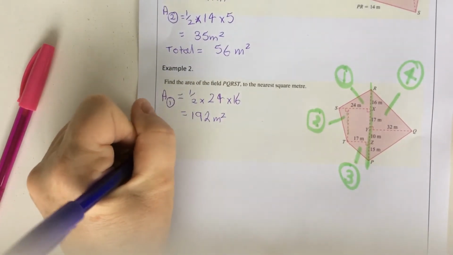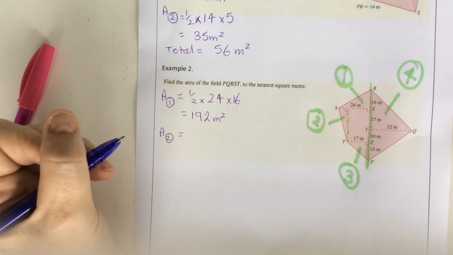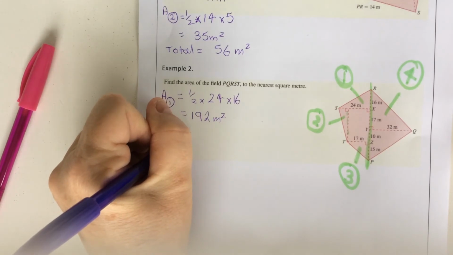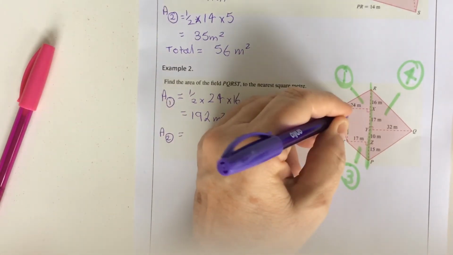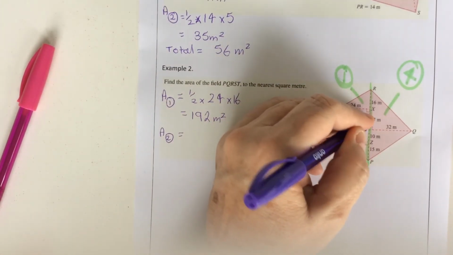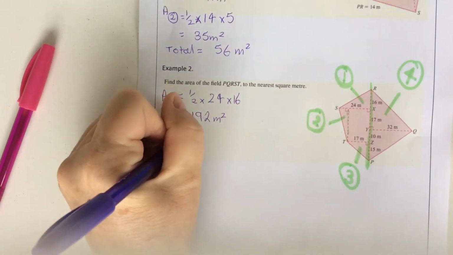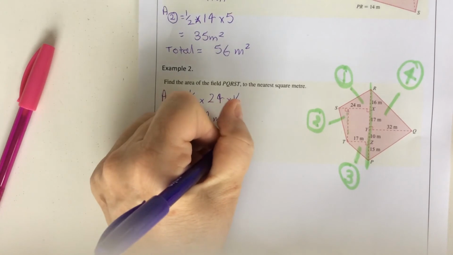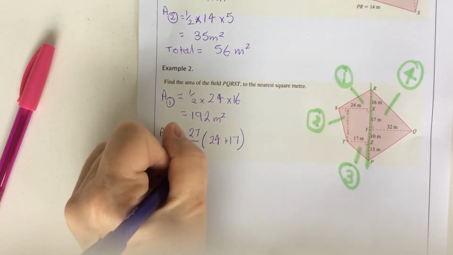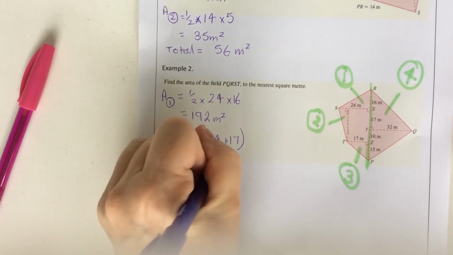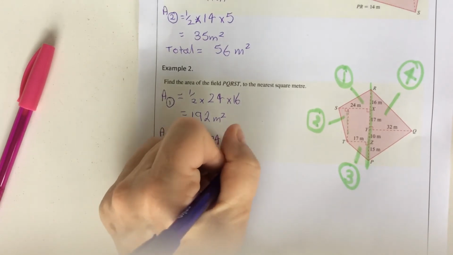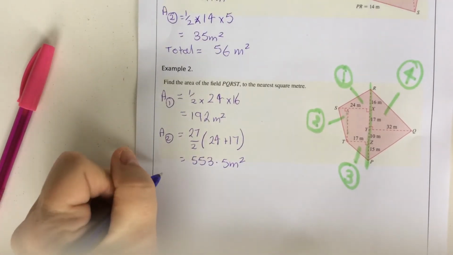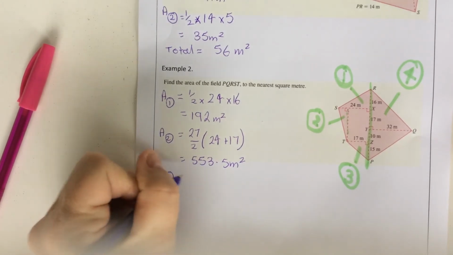Looking at area 2, as I said, it's a trapezium, so we use the trapezium formula I gave you earlier. Putting those numbers in, we want that distance there, which means we add the 17 and the 10 together. We get 27. We get an area of 553.5 metres squared.